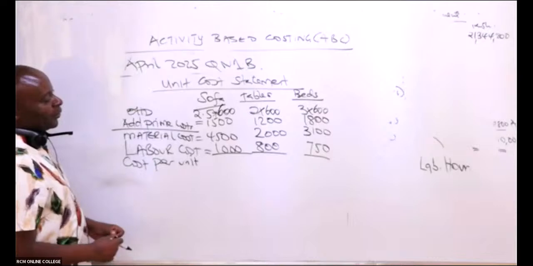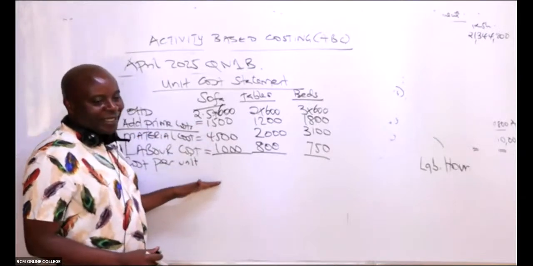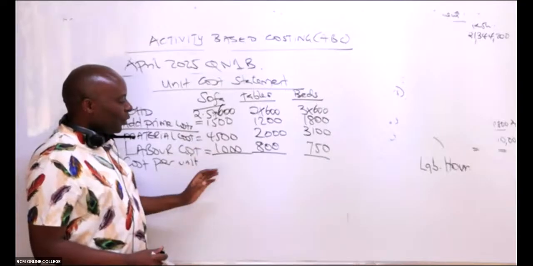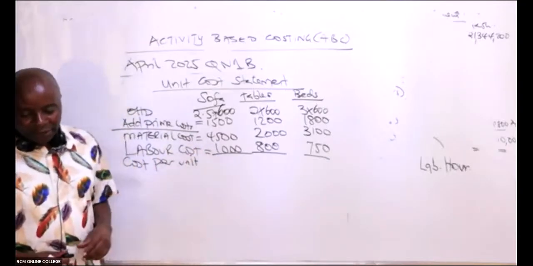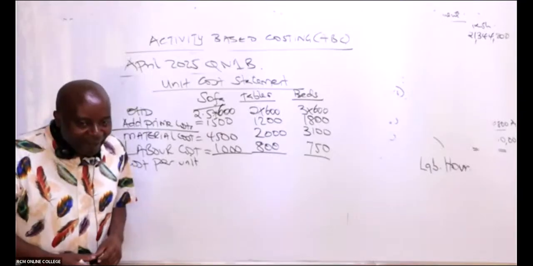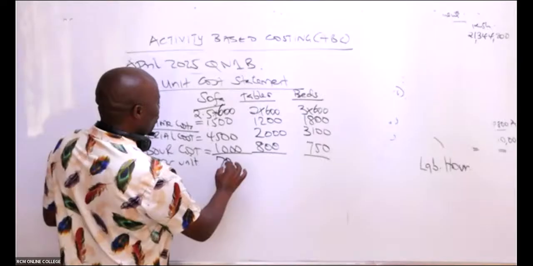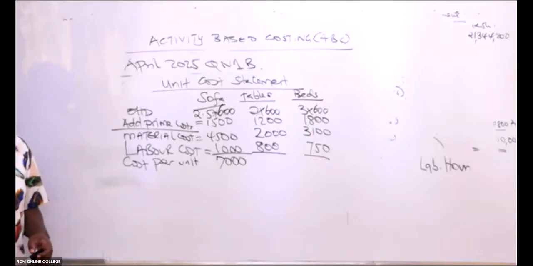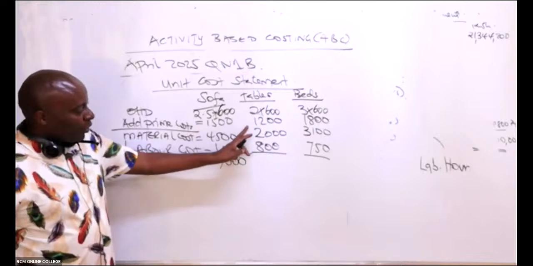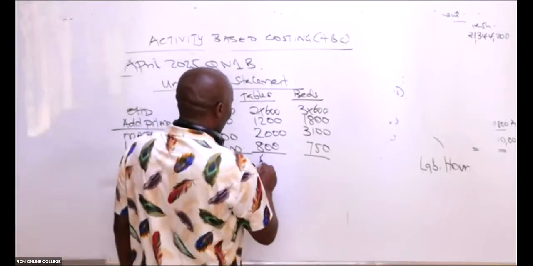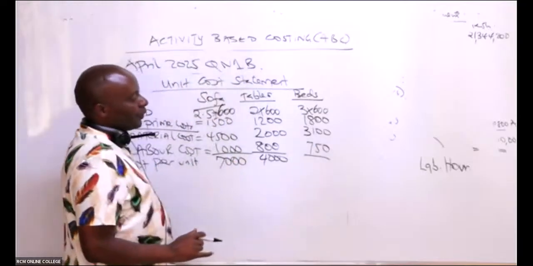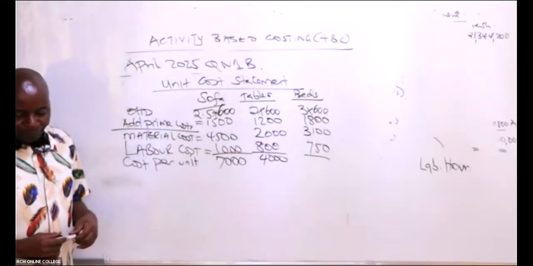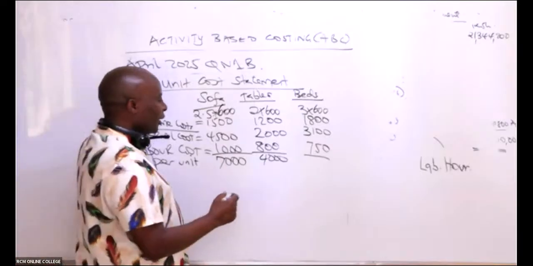Cost per unit. So then I will take the overhead plus the primary costs. So it's 1,500 plus 4,500 plus 1,000. We write an answer. The first one is 7,000. For the labor, we're getting 750. You must have missed a zero. The second one will be 1,200, 4,000. The third one, 1,800 plus 3,100 plus 750, is 5,650.